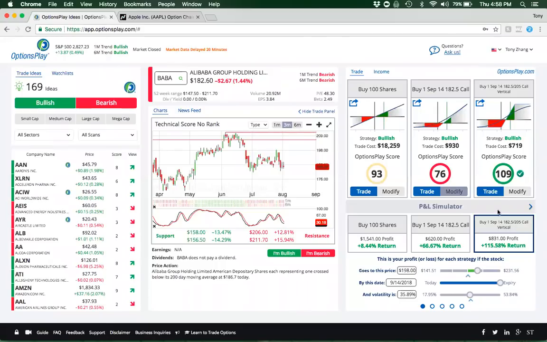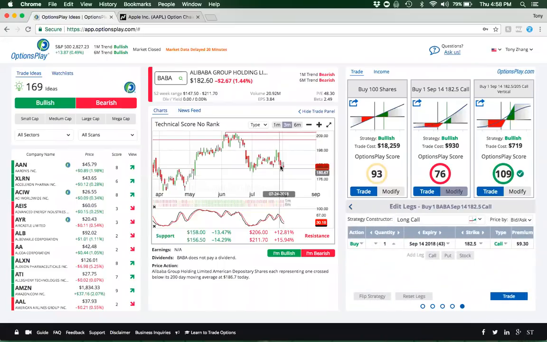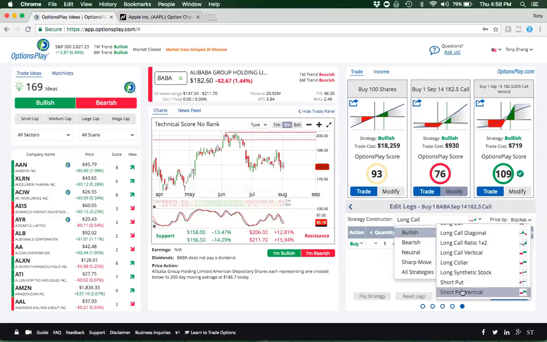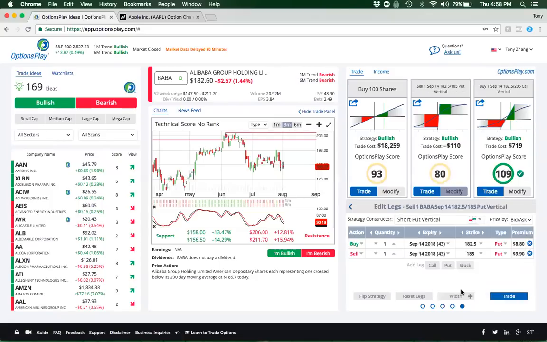As you can see, if it does do that, you make a nice 115% return, which is a very nice return. Conversely, you can say that this is fairly oversold. I don't think it's going to move much lower. I don't know how much higher it's going to move, but I certainly don't think it's going to go below 182, 183. Then again, this is where you might want to sell a put credit spread, because it's oversold.